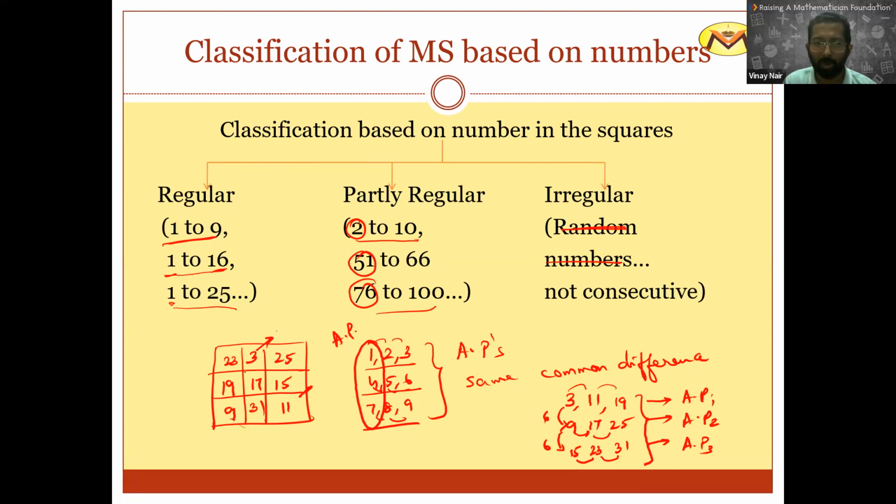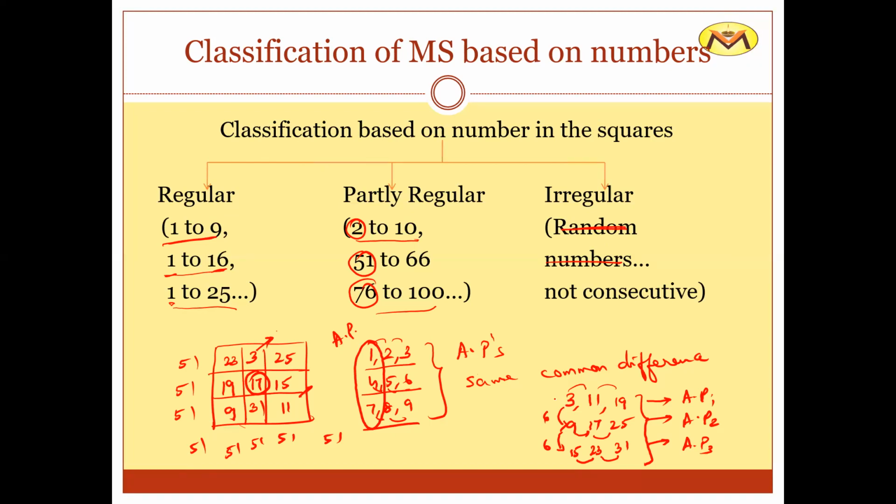Okay. Now I look at the magic total. 23 plus 3 is 26. 26 plus 25 is 51. The next row, 51. 51, 51, 51, 51, 51. And it also happens to be thrice the middle number, right? Thrice the central number.